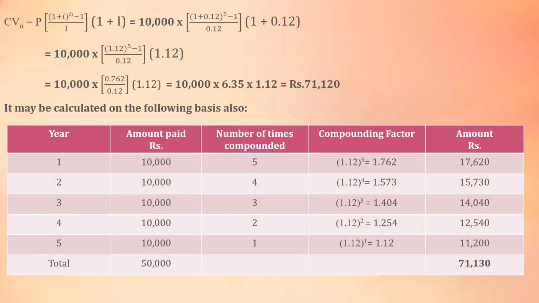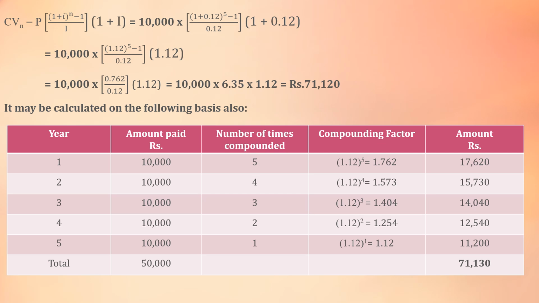CVN equals 10,000 by 6.35 by 1.12 equals 71,120 rupees. It may be calculated on the following basis also. A 5-column table should be prepared. In the second column, the amount paid, that is, 10,000 rupees for all 5 years, should be written.